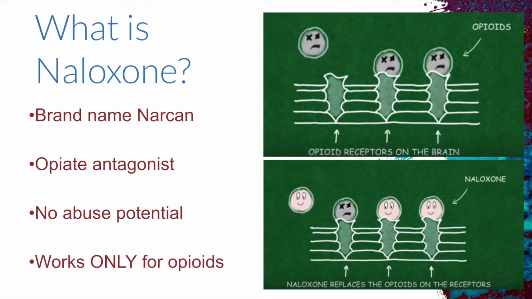Again, going back, you do want to be able to tell the difference between a stimulant overdose and an opioid overdose. Knowing this could save someone's life. Remember, there is no naloxone for a stimulant overdose. The naloxone we'll be reviewing today only works for opioid overdoses.